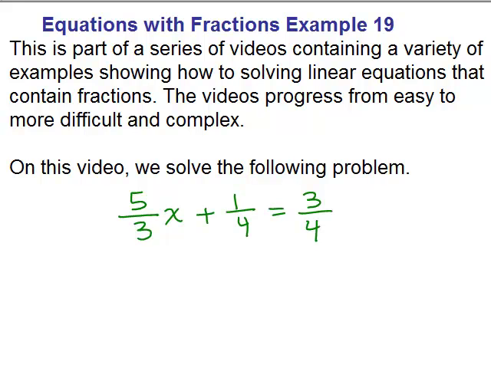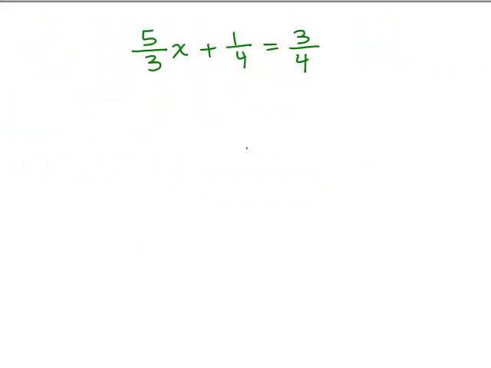This is example 19 of solving an equation that has a fraction, and we'll be doing this problem on this video. So here we've got 5/3 x plus 1/4 equals 3/4. There's a few ways you might start this problem, but one suggestion I'm going to make is that anytime you have a problem with fractions, especially if there's more than one fraction, you can eliminate the fractions in an equation by multiplying both sides by the least common denominator.